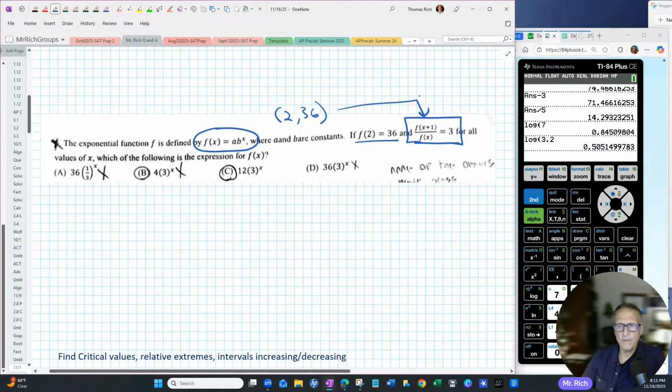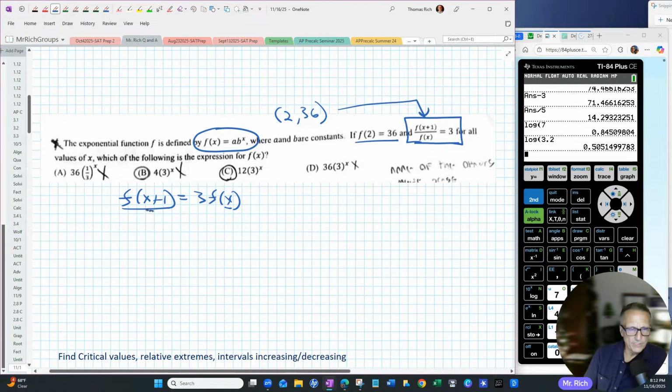So you can't really make sense of that unless you maybe rewrite that. If you haven't seen that before, that would tell you that f of x plus 1 would be equal to 3 times f of x if you just multiply both sides by f of x. Now, what does that tell you, right? This tells you that if you want to get the y value for the next x value after this one, you have to multiply this by 3.